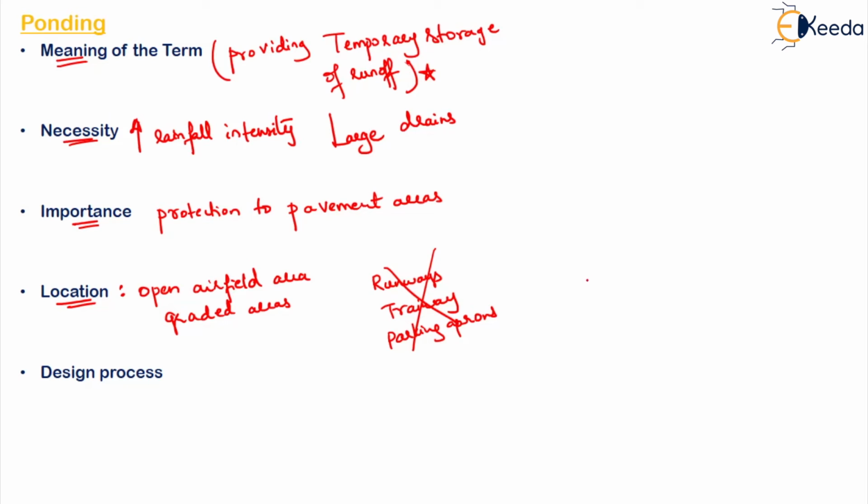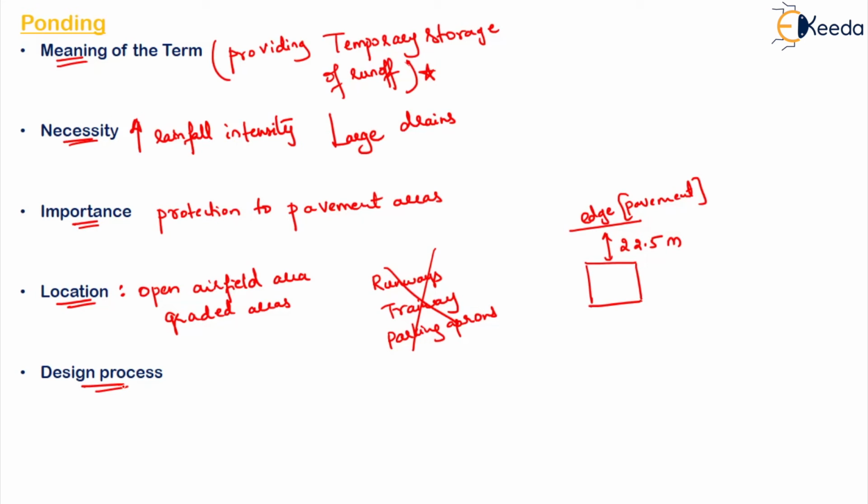Normally, we have to make sure that whatever ponding area is there is kept at a minimum distance of 22.5 meters from the edge of any pavement we are considering. Say it may be the runway pavement, taxiway pavement or the parking apron pavement. Finally, it's the design process.